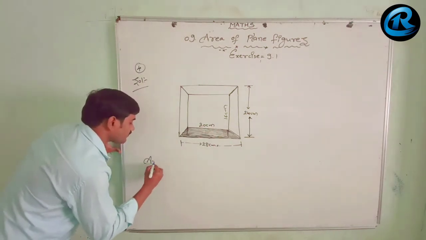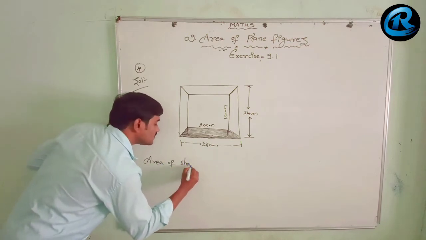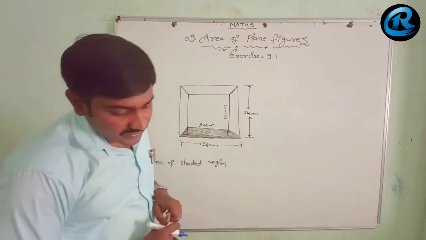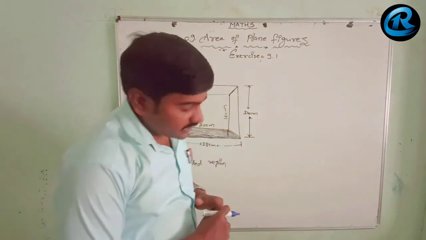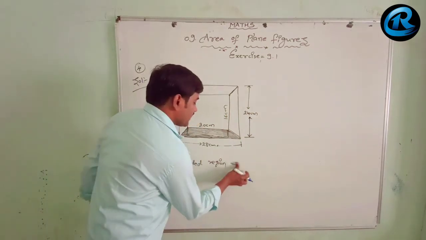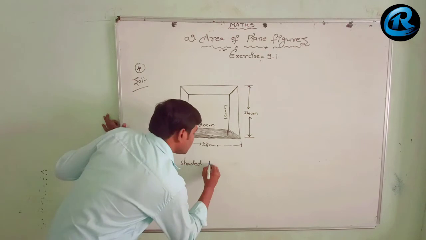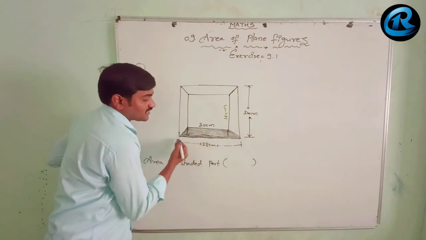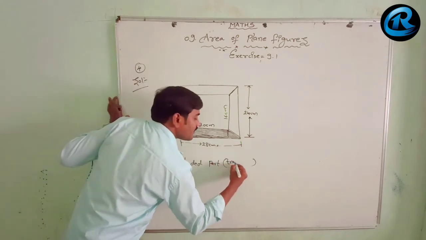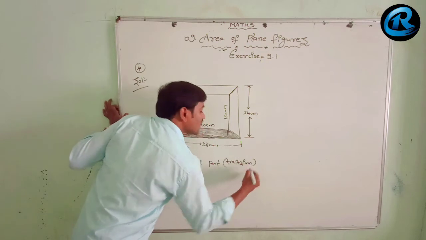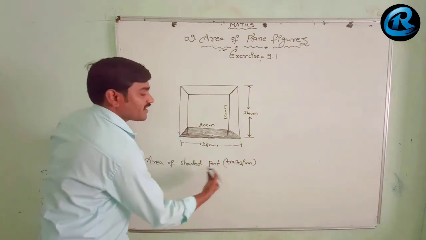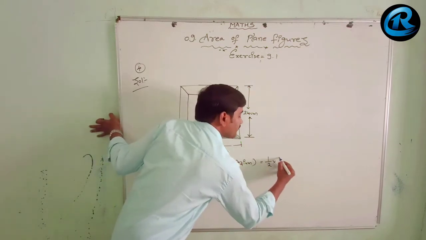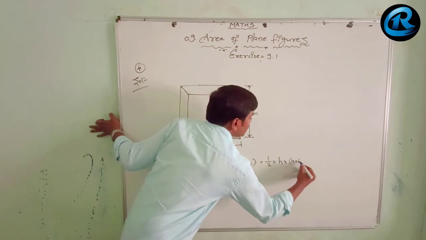So how can we find out the area of the shaded region here? The shaded part, when you see it, looks like a trapezium, yes or no? It looks like a trapezium. So the area of the shaded part is nothing but the area of a trapezium. The formula for the area of a trapezium is 1 by 2 into h into (a plus b).